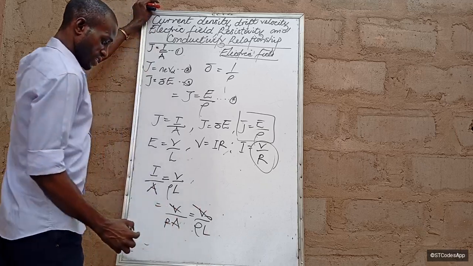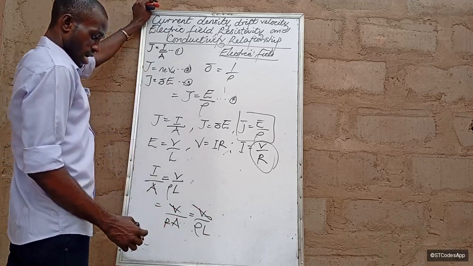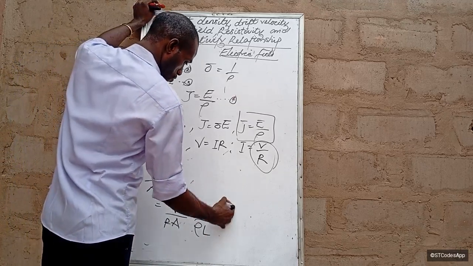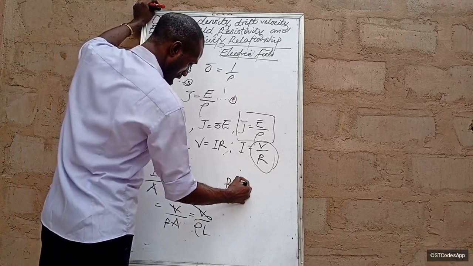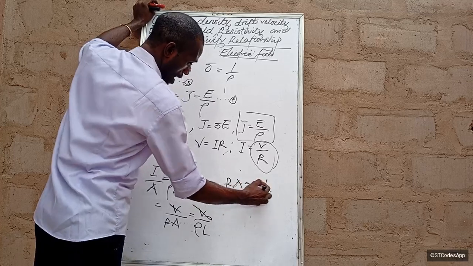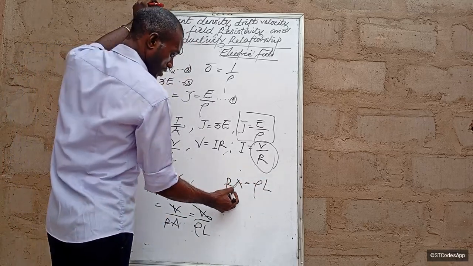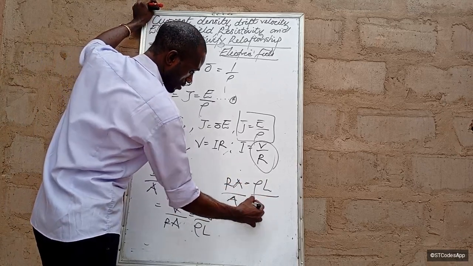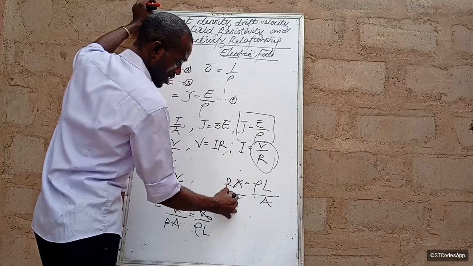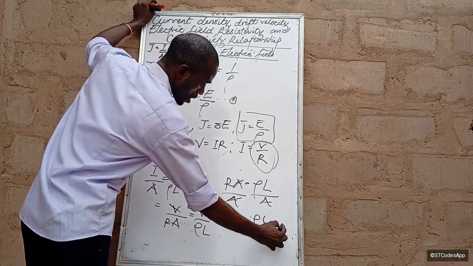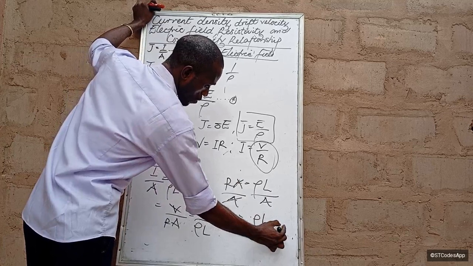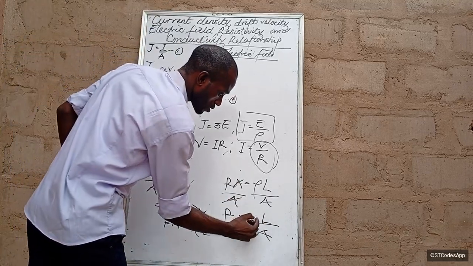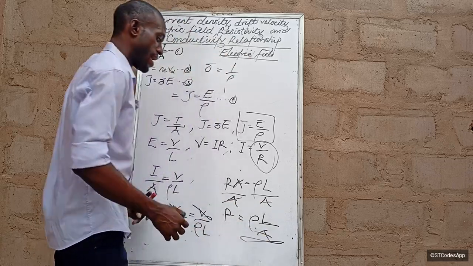So V takes care of V, and by the time we cross multiply, RA is equal to rho L. Then it means that resistance, if you divide both sides by A, yes, we are correct, R will be equal to rho L over A. So this is the derivation for resistance, rho L over A.